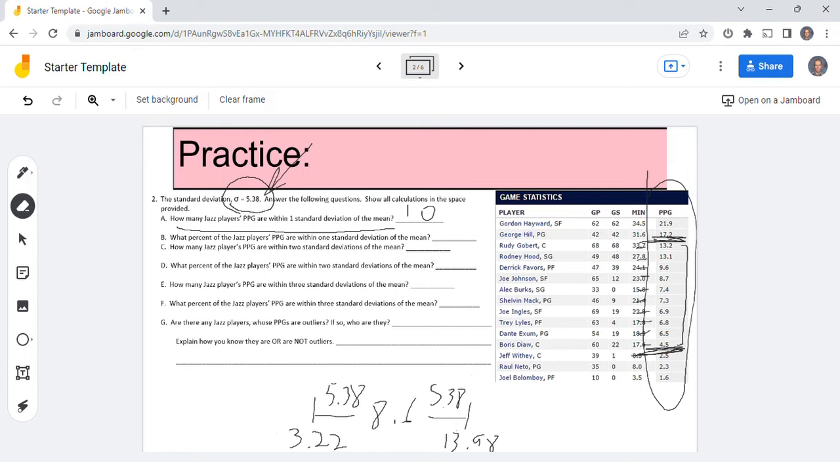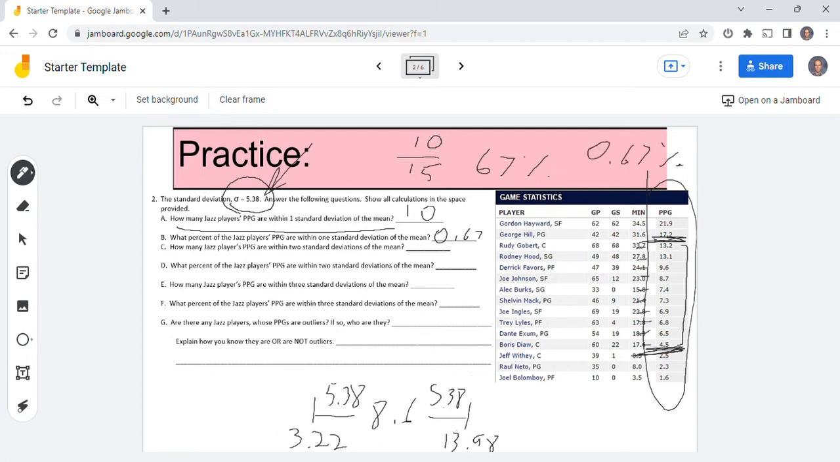When we do percent, we're going to take that 10 and we're going to divide it by our total number of players. So 10 out of a total of 15 players, 10 divided by 15 ends up being 0.67 when we round it, or 67%. You can write it in decimal form or you could write it in percent form, 67%. I really don't care, but make sure you don't write it as 0.67%.